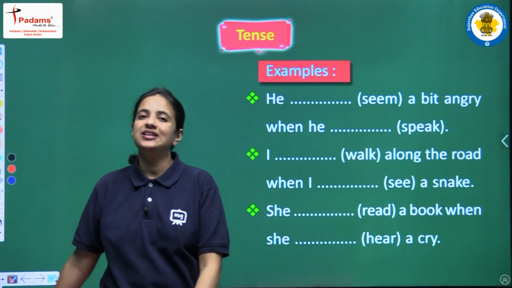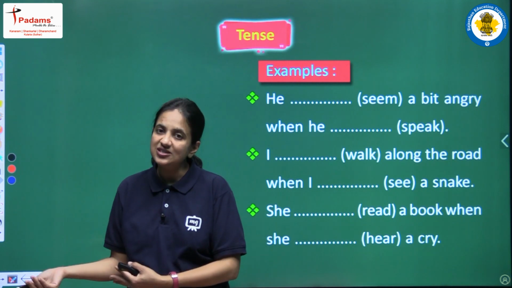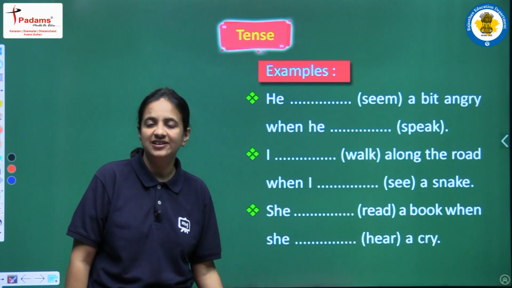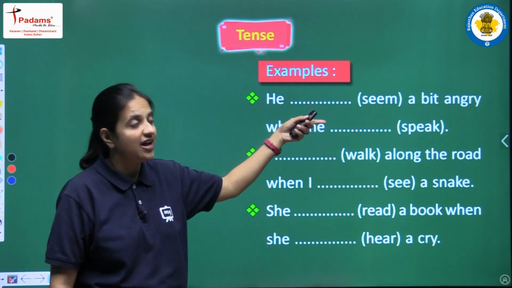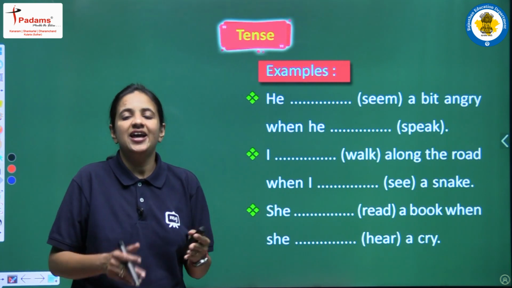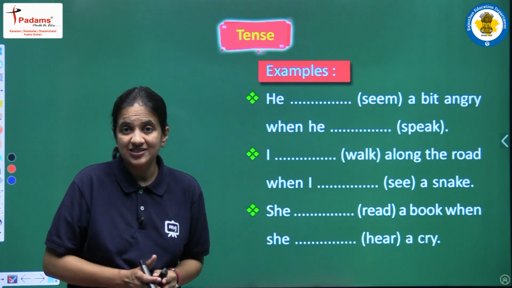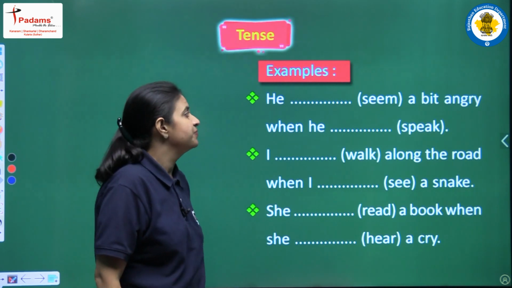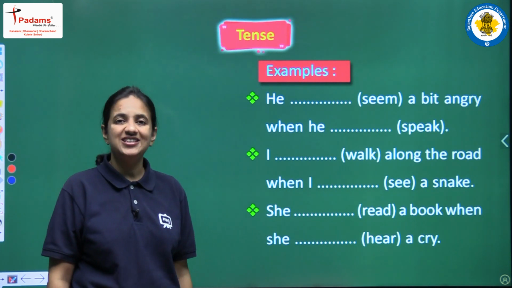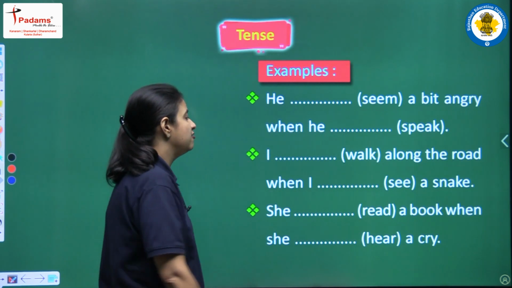So I hope all the uses are clear to you all. Yes, and we have discussed the rules related to helping verb and main verb also. So now let's have some sentences in which we have blanks and main verbs, and we have to fill the blanks according to the main verb, and we have discussed all the rules. So you all are ready with your answers, right? So let's see the first one. He seemed a bit angry when he speak. Okay, so this is the sentence and we have two blanks here. Okay, and we have when here.